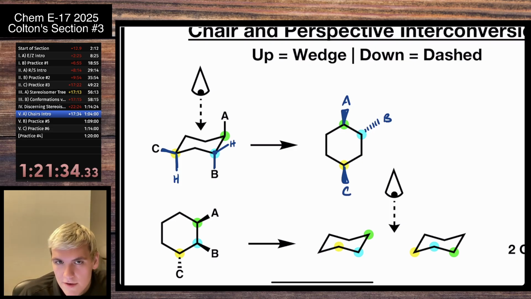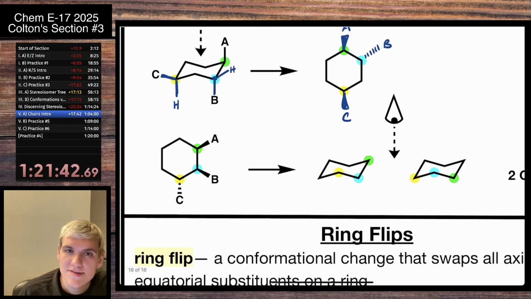Is that okay so far for this going from chair to dash and wedge? I think that's going to be the easier way. Okay. So now let's do the opposite, where we're going from a wedge and dash drawing to chairs.